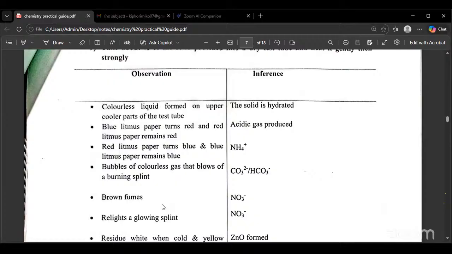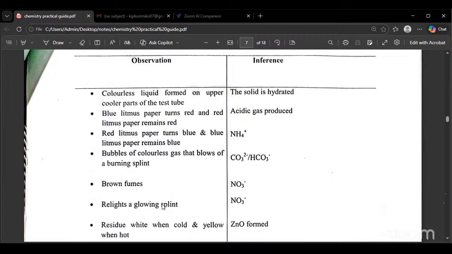Sijui kama watu wanajua hiyo. So we have two gases that relight a glowing splint. We have oxygen, hiyo tunajua. And then we have the nitrogen 2, one of the gases in nitrogen and its compounds. It relights a glowing splint. That is why we are saying nitrate prism. Hiyo msisahau. But I think it will be discussed. I feel it still will be discussed.